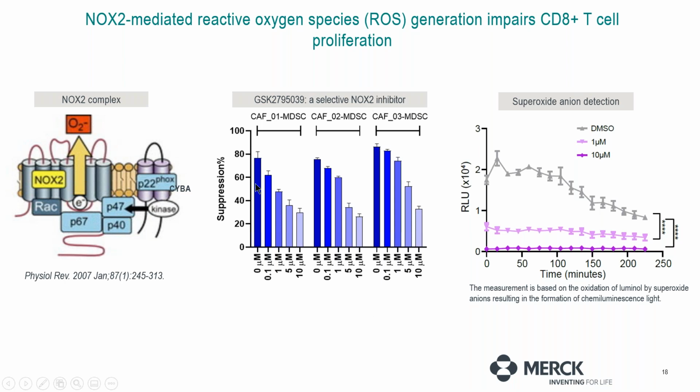And by throwing this inhibitor into this T cell and myeloid cell co-culture system, we found that this inhibitor can reverse the myeloid cell suppressive function on T cells in a dose-dependent manner. Consistent with the reversal effect, we also found that the addition of this inhibitor can reduce the superoxide production in the CAF-educated myeloid cells.